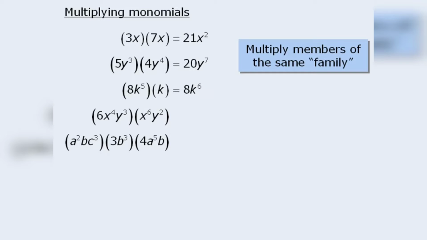In the next example, the product of 6 and 1 is 6. x to the power of 4 times x to the power of 6 is equal to x to the power of 10, and y cubed times y squared is equal to y to the power of 5. Finally, in the last example, the product of the coefficients here is 12. The product of a squared and a to the power of 5 is a to the power of 7. The product of b, b cubed, and b is b to the power of 5. And finally, the product of c cubed times no other c's is equal to c cubed.